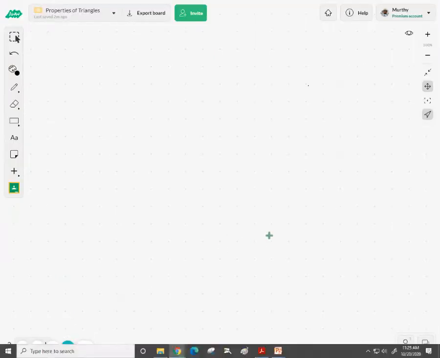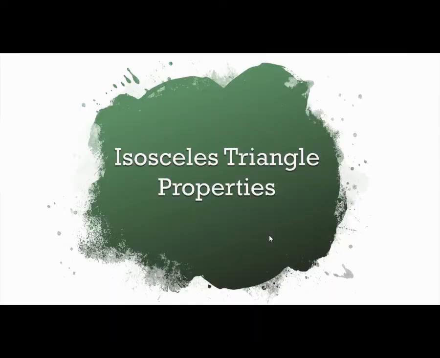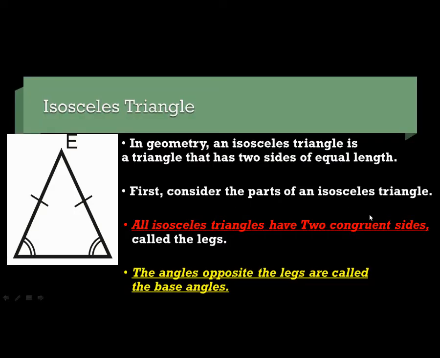Okay, now we are going to discuss isosceles triangle properties. Let's take an isosceles triangle. In geometry, an isosceles triangle is a triangle that has two sides of equal length.